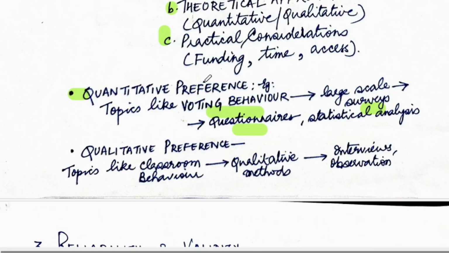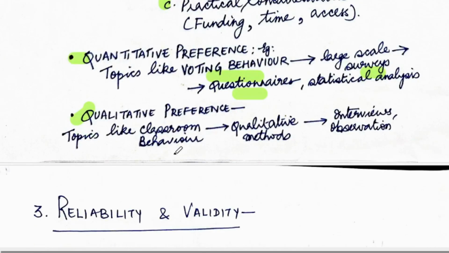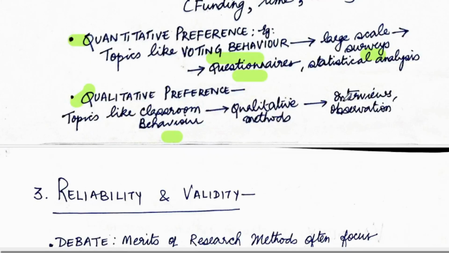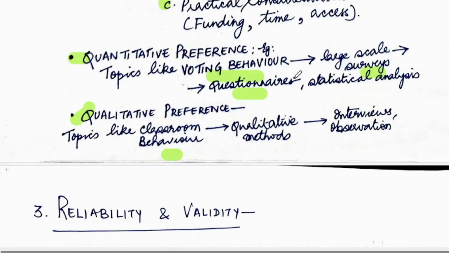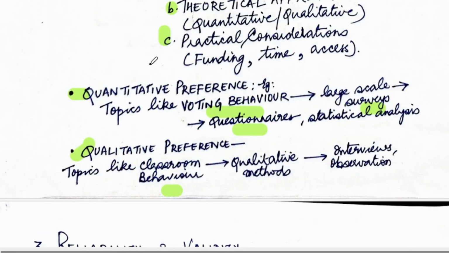This suits the problem. If we get into the qualitative preference, let's say topics like classroom behavior. Here we need depth, interaction. We need to observe the teacher-student dynamics. So we will go for qualitative methods. We will be using focused interviews and observation. So this is how we choose the research method.